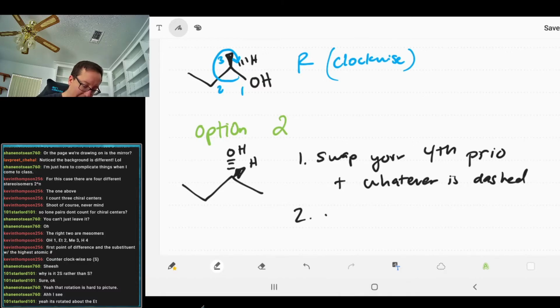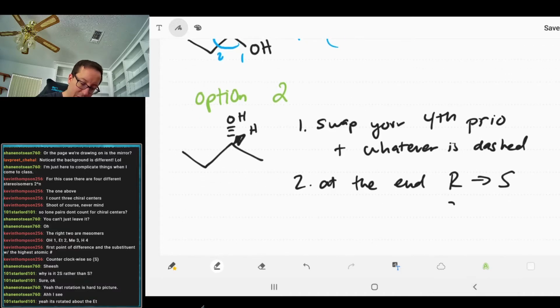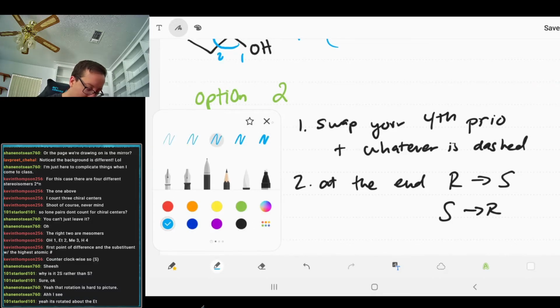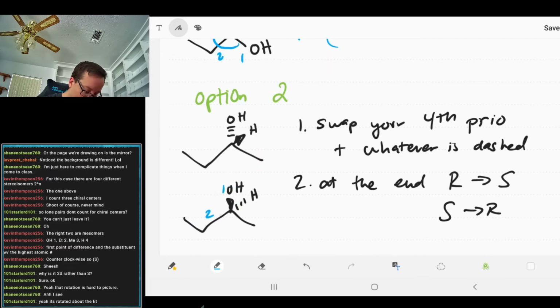And then at the end, if you get R, turn it into S. If you get S, you turn it into R. So what we're going to do is cheat. I'm going to redraw this molecule, switch my H and the OH, swap those two, and then do my priority. And I see I get S this way.